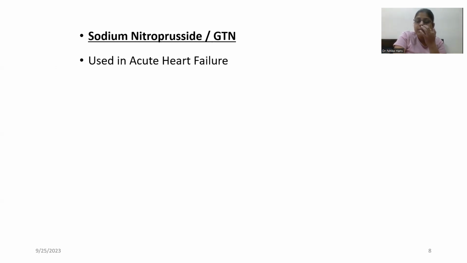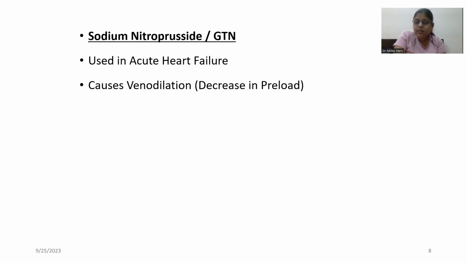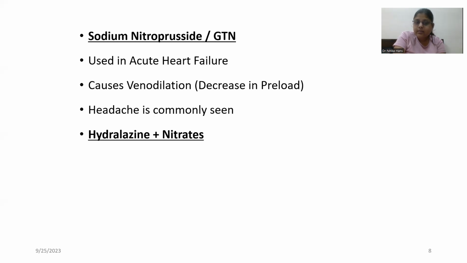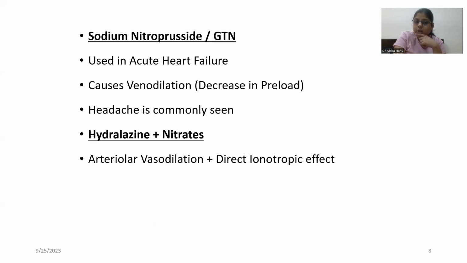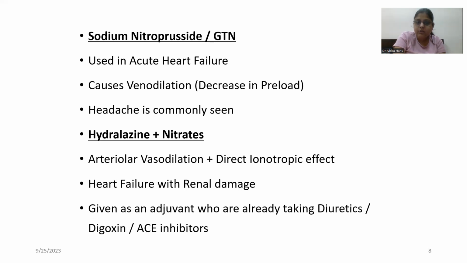So the sodium nitroprusside is used in acute congestive heart failure. It causes venodilatation, so it decreases the preload. Headache is most commonly seen with sodium nitroprusside or glyceryl trinitrate. Hydralazine and nitrates are both arteriolar dilators, and the nitrates also have a direct inotropic effect. These are used in heart failure with renal damage, given as an adjuvant to those who are already taking diuretics, digoxin or ACE inhibitors.